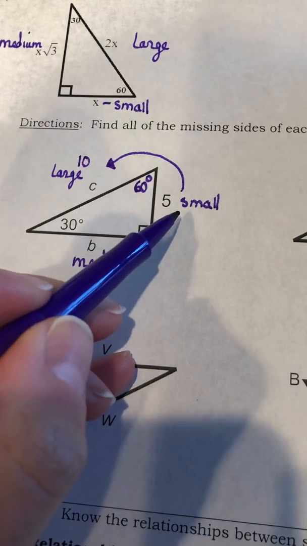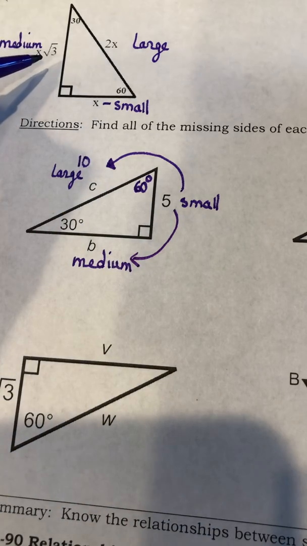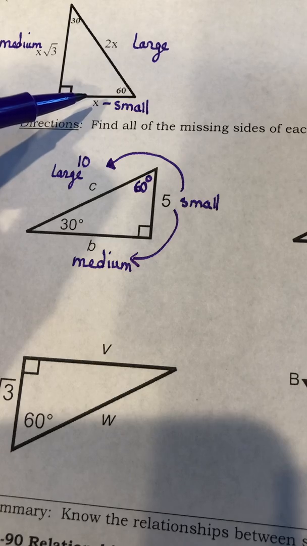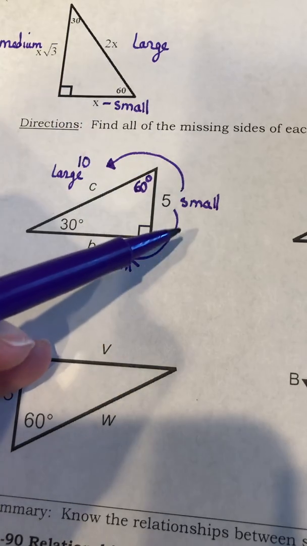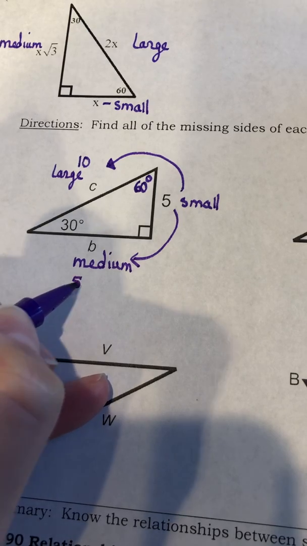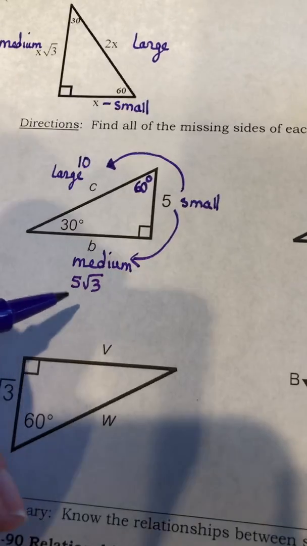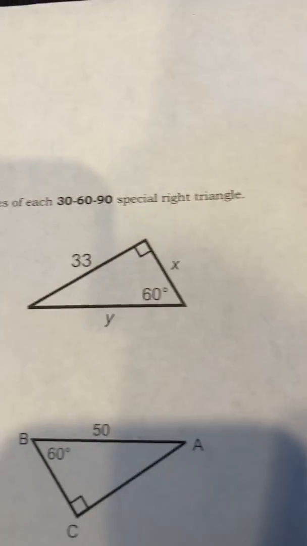Now, to go from small to medium, I know that the medium side is the square root of 3 times as big as the small side. So I'm going to take my small side and multiply by the square root of 3, and I get that b is 5 root 3. And we're going to leave all of our answers in simplest radical form. Okay, let's look at our next example.